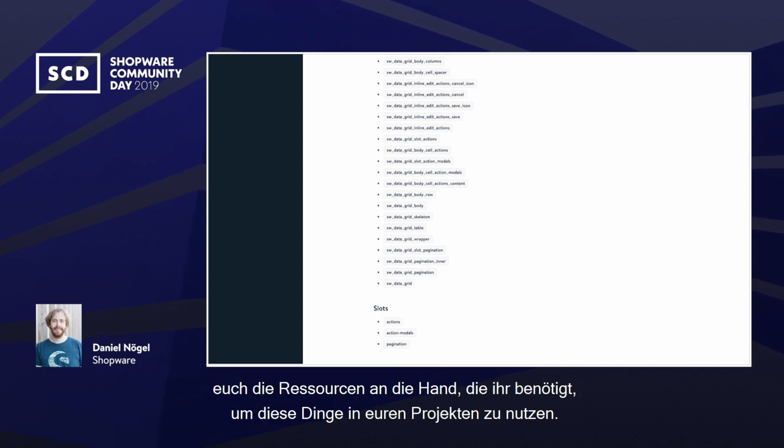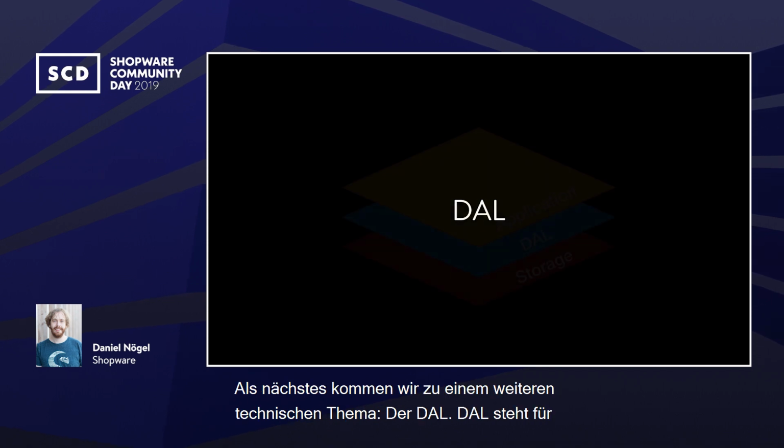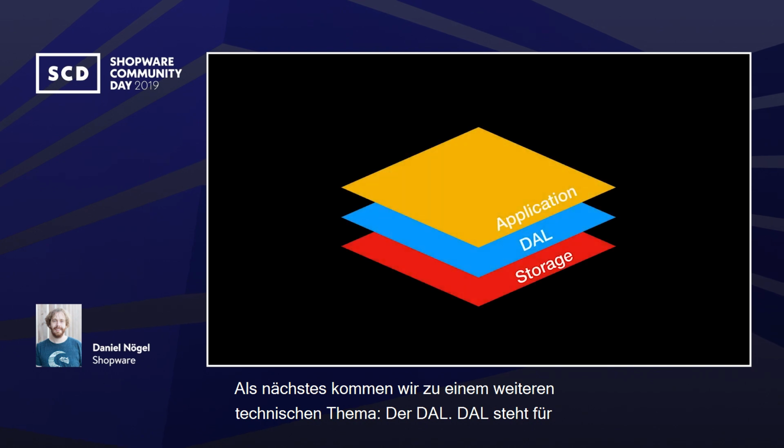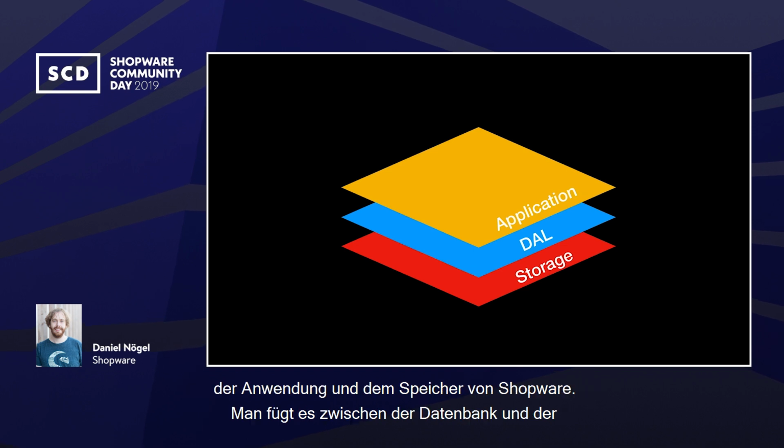Next up is another technical topic. It's called the DAL. And DAL is short for data abstraction layer. So that's a thin layer between the application and the storage of Shopware. So somehow it's something you plug into between your database and the business logic you have.